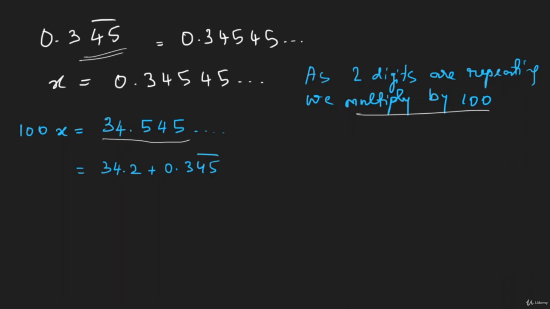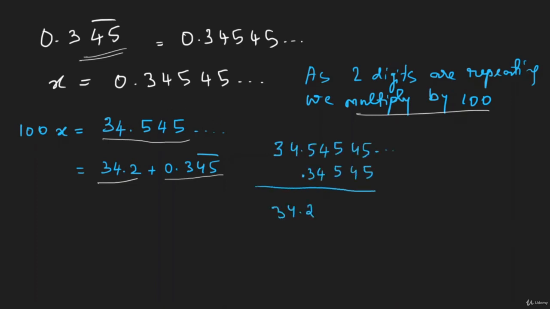Now, how do you determine that this has to be 34.2? It's actually engineered in a manner that you will get x over here, right? So to get this number, just subtract this much from this value over here. Let's do that over here. When you do that subtraction, when you subtract x from 34.5454, etc., you will get 34.2. Alright, so we have split this number as 34.2 plus 0.345 with a bar on top of 45. This is equal to 34.2 plus x.